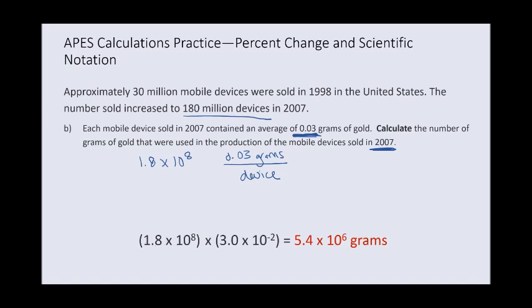So 1.8 times 10 to the 8 times 3 times 10 to the negative 2, because if I convert 0.03 in scientific notation, I'm moving it back 2 spaces. So that's 3 times 10 to the negative 2. Okay, that gives me my exponents, which allows me to easily solve this problem kind of with mental math. So 1.8 times 3, that gives me the 5.4. And then if I'm multiplying exponents, I'm really just adding them. So 8 plus negative 2, that gives me the 6. Notice I'm making sure to say grams.